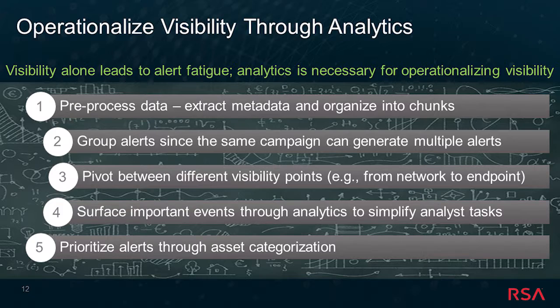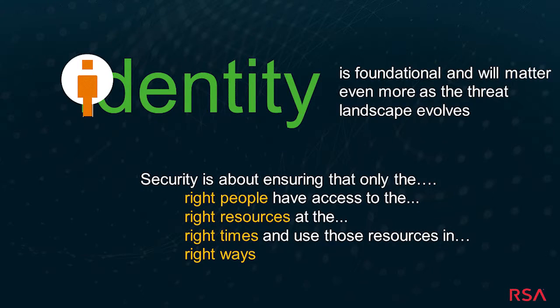So now I've talked about visibility for a while. The second thing I want to talk about is identity. And identity in many ways is foundational. It will matter even more, I think, as the threat landscape evolves. And the reason I think it's foundational is that security has always been about ensuring that only the right people have access to the right resources at the right times and can do the right things with that access. It's such a basic statement, but when you think about it for a moment, every security problem does boil down to being able to satisfy this assertion.